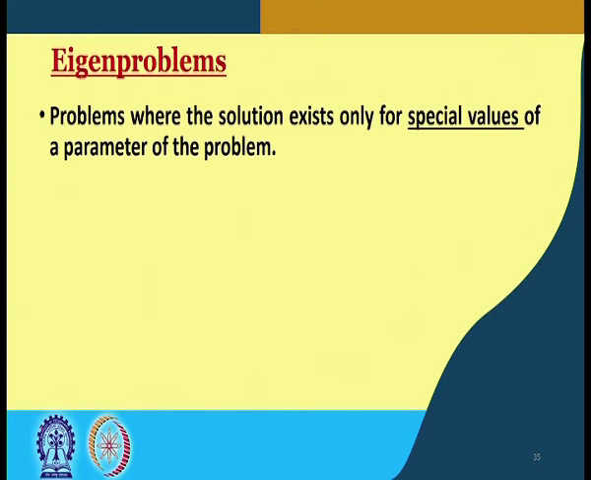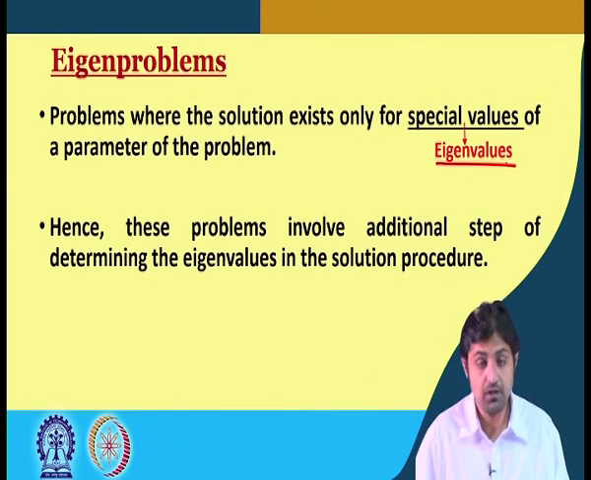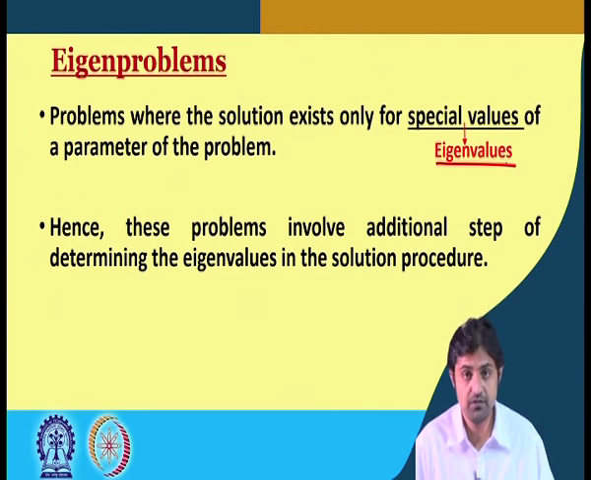So, these are problems where the solution exists only for special values of a parameter of the problem. The solution will not be there for all values of the parameters, and these special values are called the eigenvalues. Hence, these problems involve an additional step of determining the eigenvalues in the solution procedure. So, this is about the 4 types of problems that we were talking about.